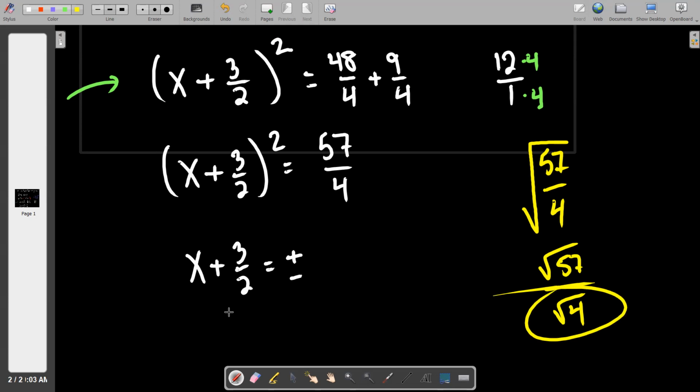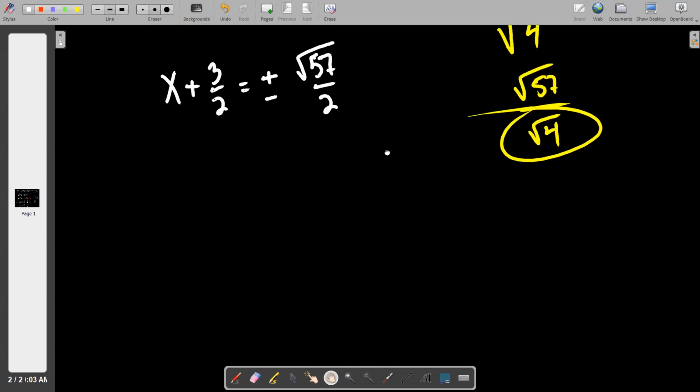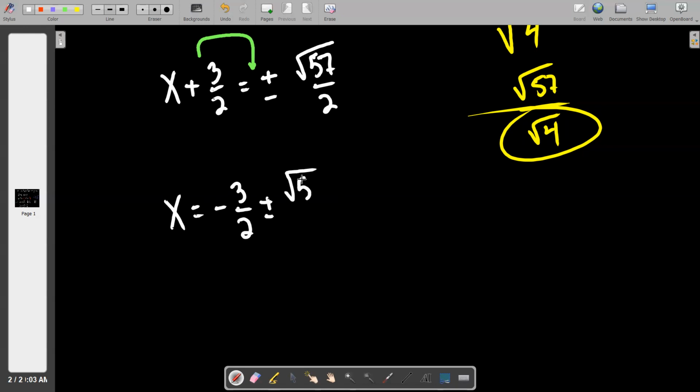But what is the square root of 4? Good. So we're now going to rewrite the right side as root 57 over 2. Good so far? We're almost there. The next thing that we have to do is move the 3 halves. And you see the process isn't changing. It's just that the work required to do the process is a little bit harder. So now I'm going to pick up the 3 halves and I'm going to airdrop him right there. And so my new answer is x equals negative 3 halves plus or minus root 57 over 2.